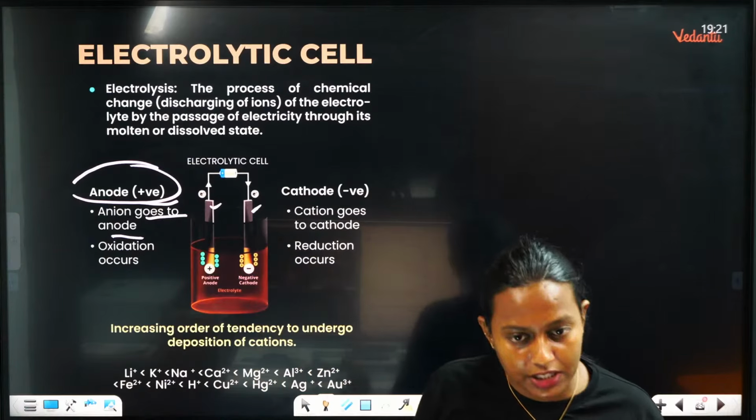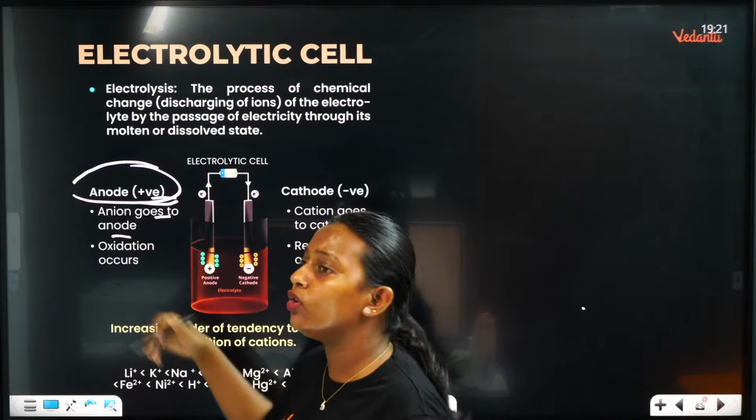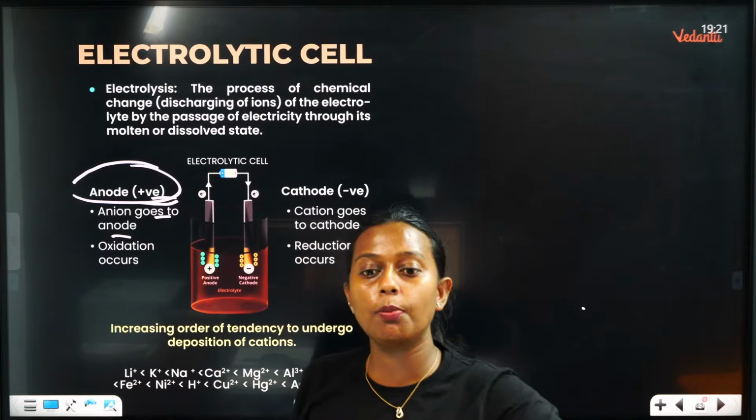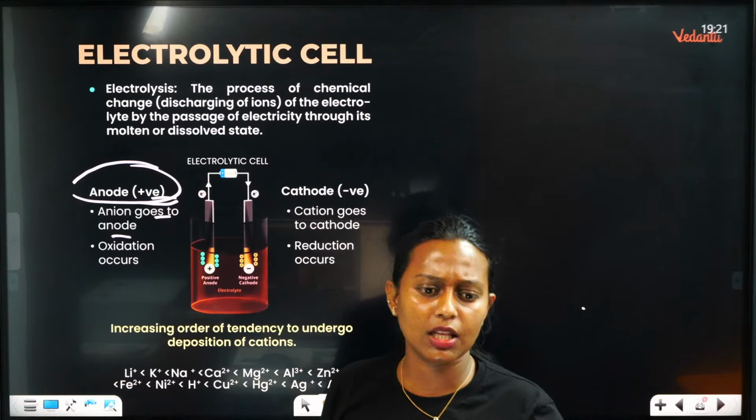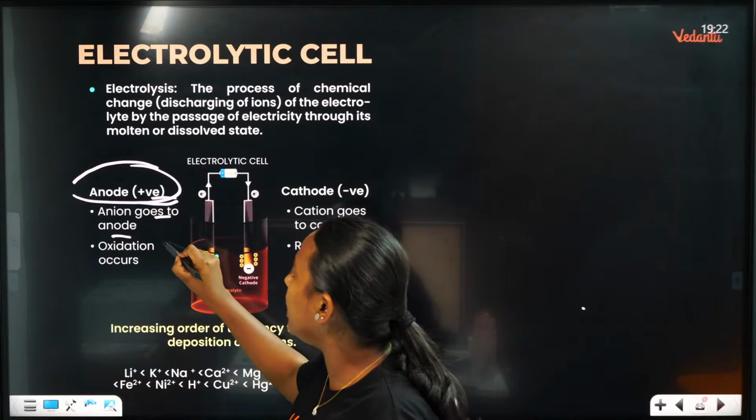Okay, the electrode is actually different. Here you can see anode is positive. So what happens at the anode? Where will the anion go? It will go to the anode side. Anion will move to the anode side.